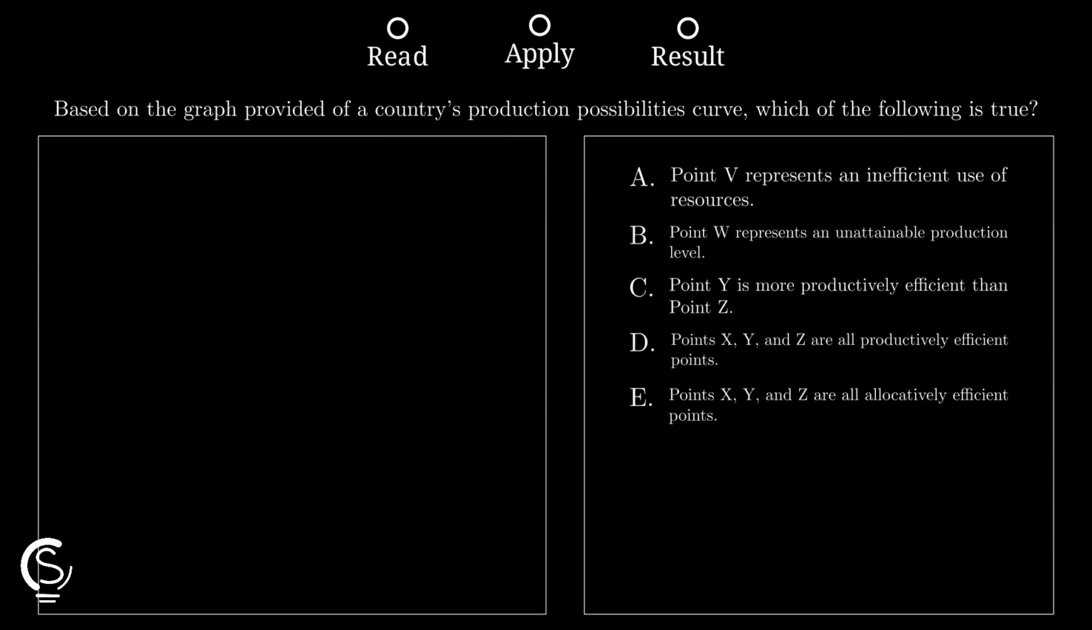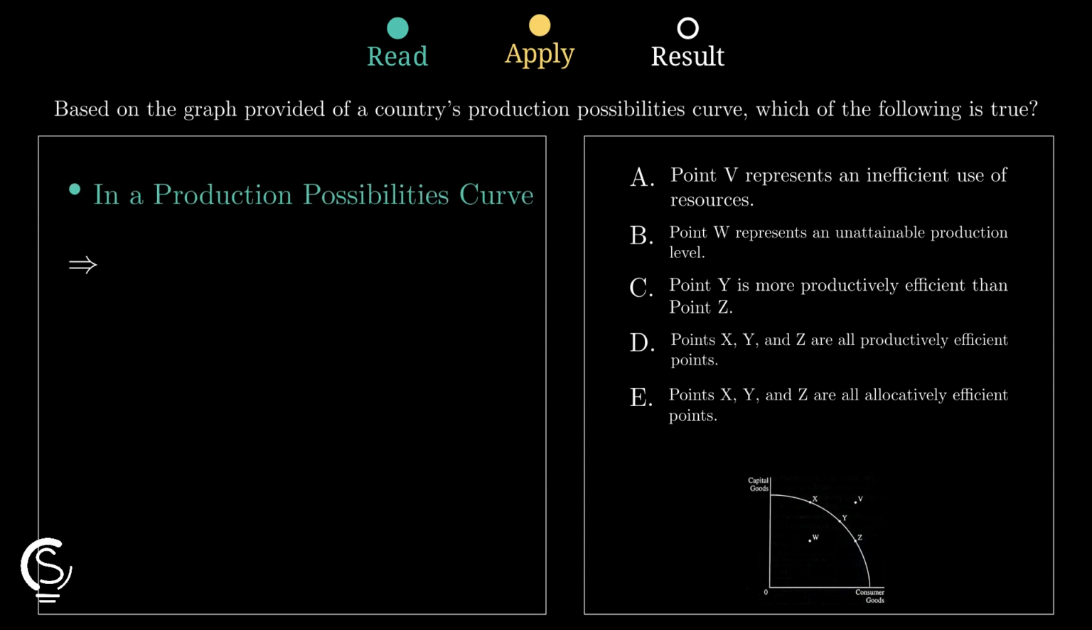First, look at the curve itself. Any point sitting directly on that line represents productive efficiency because the economy is using all available resources to their maximum potential right now. Next, examine points X, Y, and Z. Since they all lie perfectly on the boundary, they are all productively efficient. This makes option D the only correct choice here today.